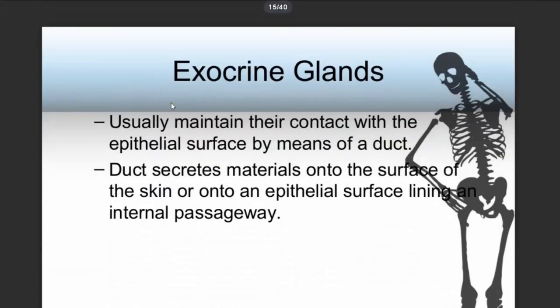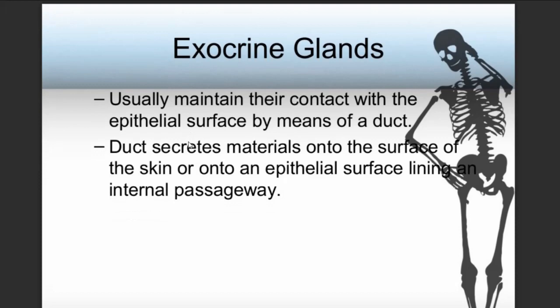Exocrine glands. They have the duct. They usually maintain their contact with the epithelial surface by means of a duct. Ducts secrete material onto the surface of the skin or into the epithelial surface lining an internal passageway. The best example of both exocrine and endocrine gland is the pancreas. Pancreas is an endocrine as well as exocrine gland. Like the pancreas has islets of Langerhans, which produce glucagon and insulin. These are the hormonal products, which is called the endocrine part. Whereas the exocrine part has amylase and trypsin. Further examples we will see.